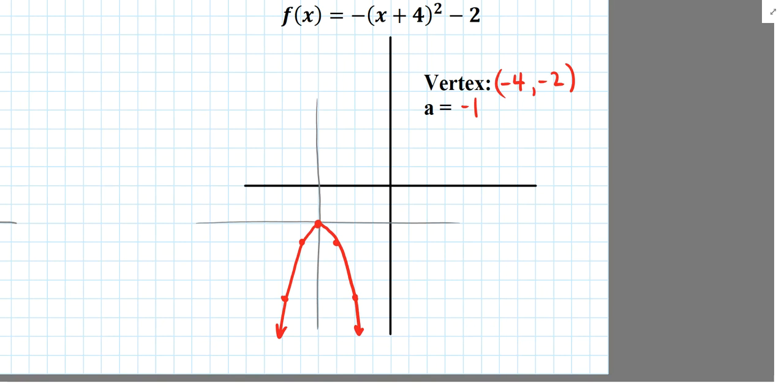The vertex is located at the coordinate negative 4, negative 2, and the graph opens down and is the same shape and size as our parent graph. Your parabola should look like this.